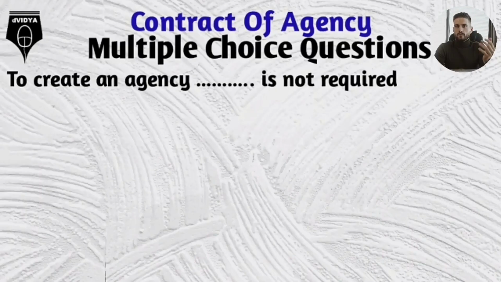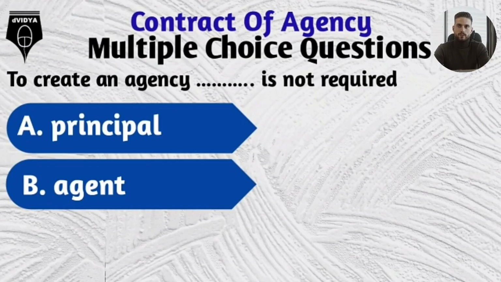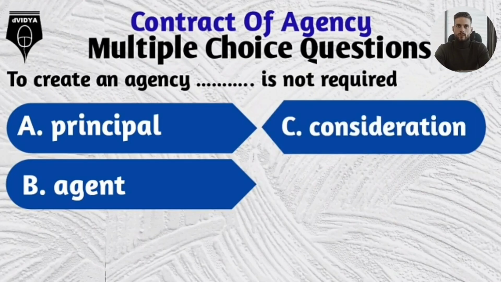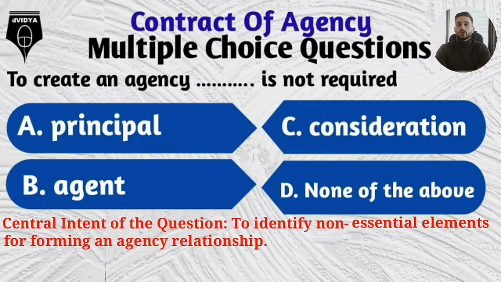To create an agency, dash is not required. Option A, principal. Option B, agent. Option C, consideration. Option D, none of the above. Central intent of the question: to identify non-essential elements for forming an agency relationship.